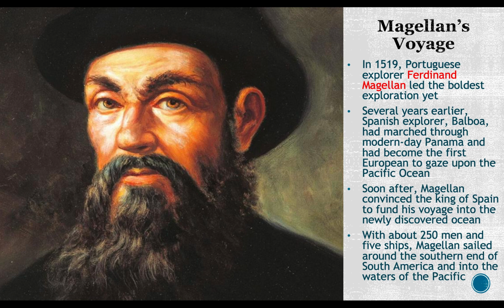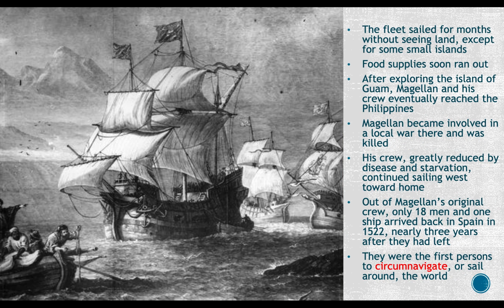With about 250 men and 5 ships, Magellan sailed around the southern end of South America and into the waters of the Pacific. So he was going to be one of the first Europeans, if not the first European, into the Pacific Ocean. The fleet sailed for months without seeing land except for some small islands. Food supplies soon ran out. After exploring the island of Guam, Magellan and his crew eventually reached the Philippines. So he was going pretty far. He was going into Asia.